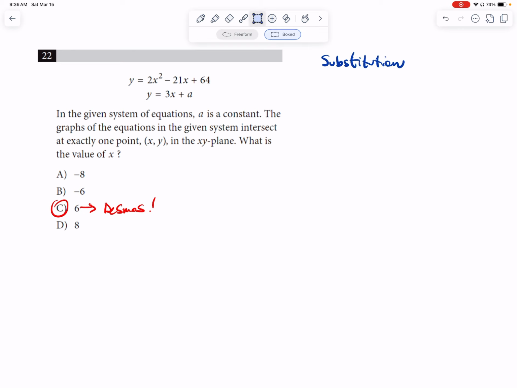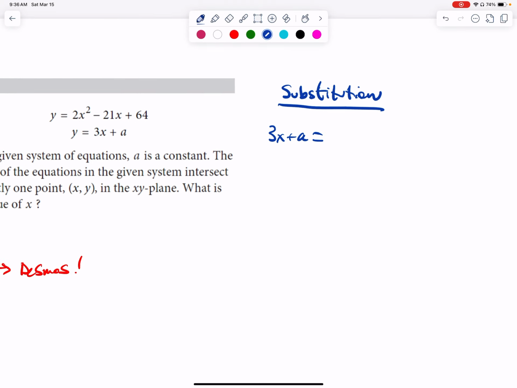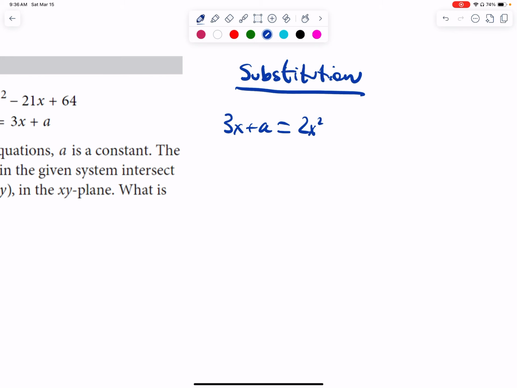In other words, I solve one of the equations for y, and then stick this expression in for y in the other one. So I would have something like 3x plus a is equal to 2x squared minus 21x plus 64. There we go. Now, in order to solve any kind of quadratic, of course, we make the thing equal to 0. So we've got to get everything over to one side of the equation.